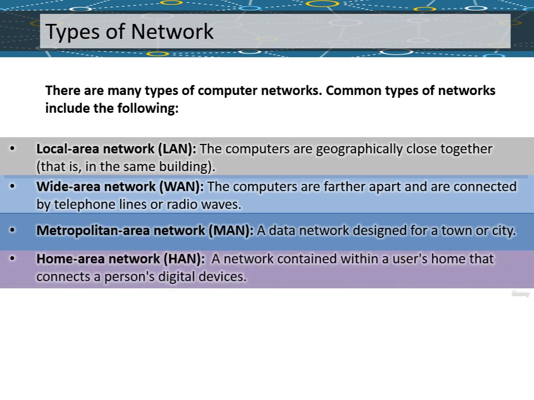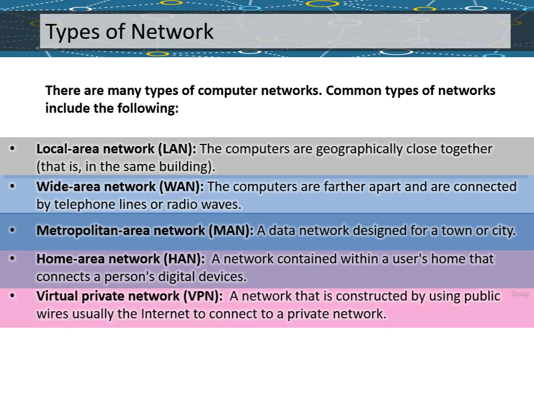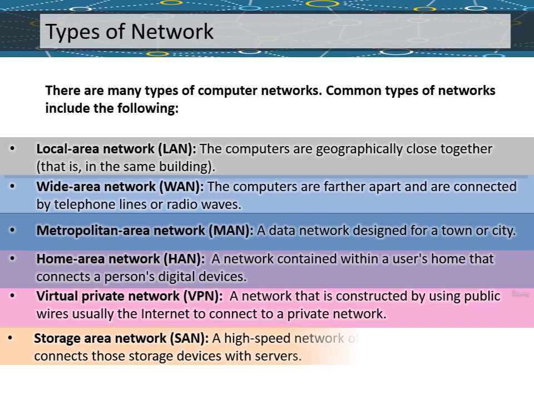Home area network, HAN. A network contained within a user's home that connects a person's digital devices. Virtual Private Network, VPN. A network that is constructed by using public wires, usually the internet, to connect to a private network. Storage Area Network, SAN. A high-speed network of storage devices that also connects those storage devices with servers.